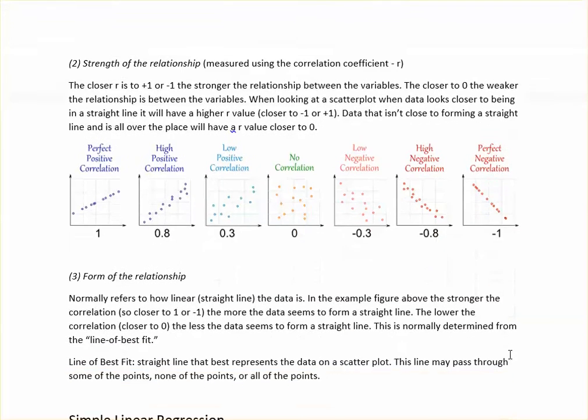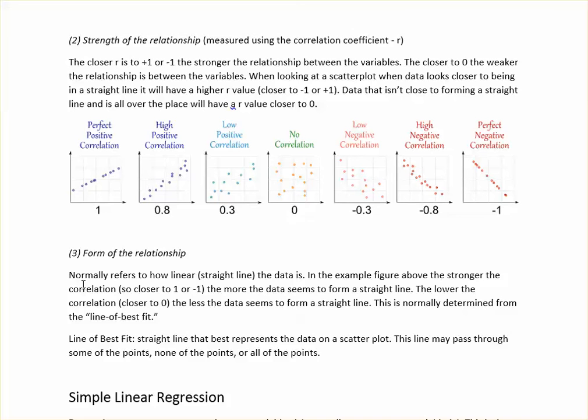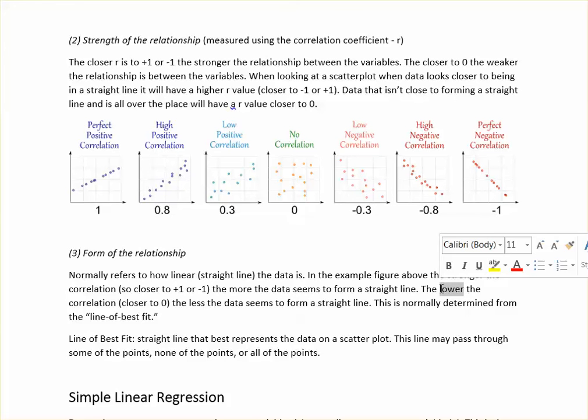Okay? So the form of relationship normally refers to how linear, so how straight of a line the data is. So in the example figure above, the stronger the correlation, so closer to +1 or -1, the more the data seems to form a straight line. The weaker the correlation, closer to 0, the less the data seems to form a straight line.